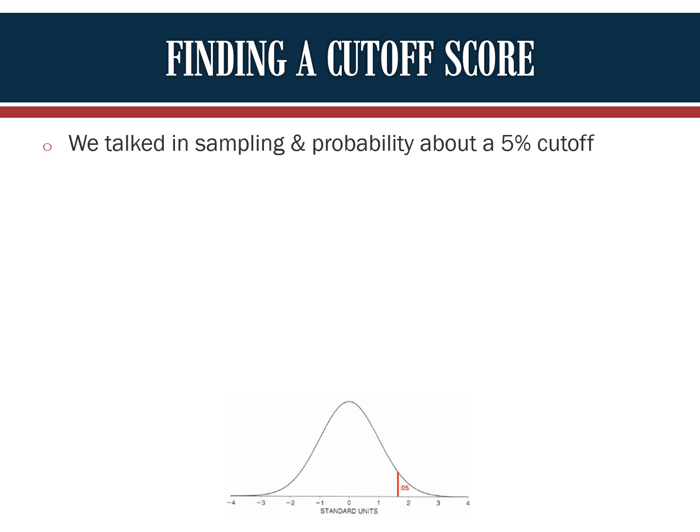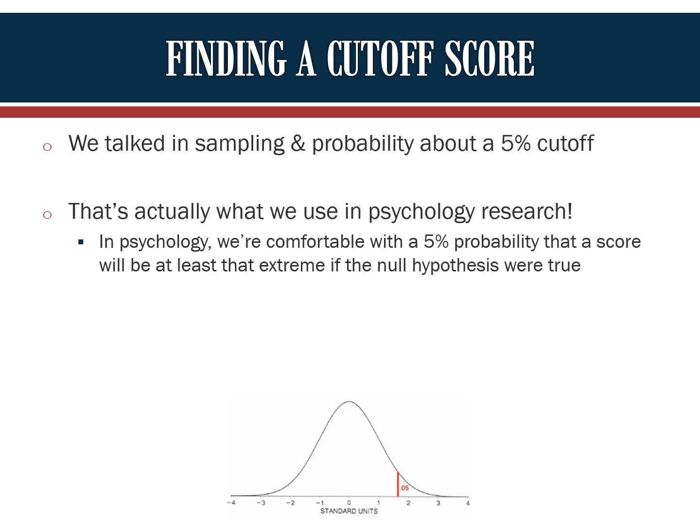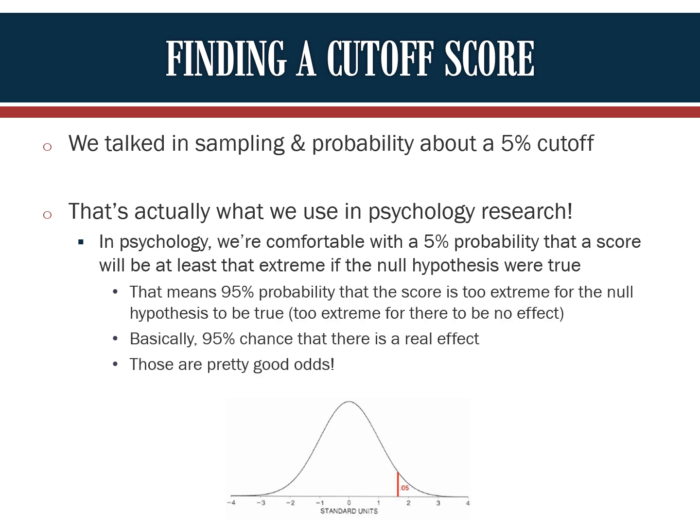Now we talked back in sampling and probability about a 5% cutoff, at which point we would decide that it's a real effect. So it would be like 8, 9, or 10 heads out of 10 flips. Cumulatively, that's a 5% chance of getting that with a fair coin. That's actually the exact percentage that we tend to use in psychology research. So in psychology, we're comfortable with a 5% probability that a score will be at least that extreme if the null hypothesis were true. Now that means that there's a 95% probability that the score is too extreme for the null hypothesis to be true.